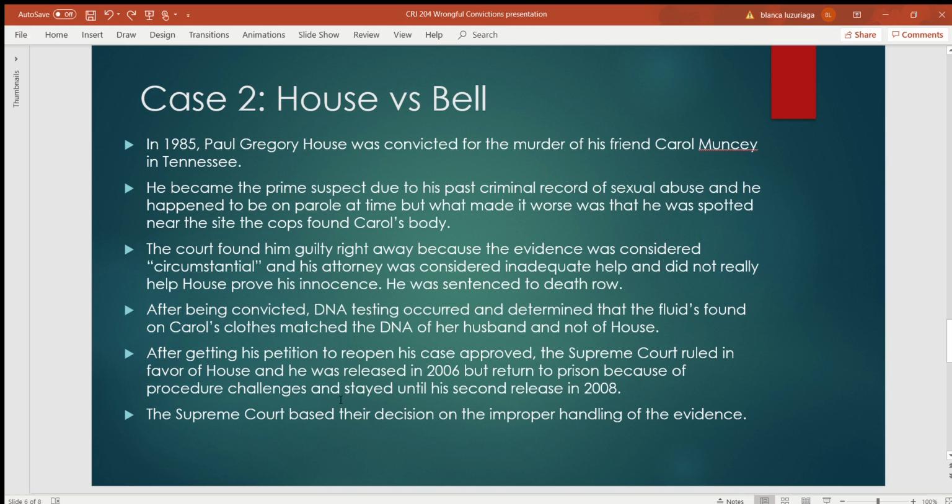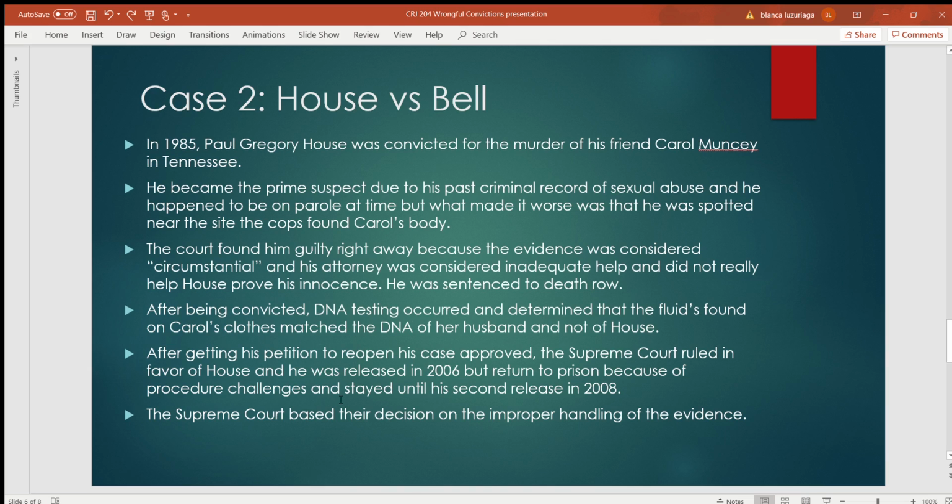The court found him guilty right away because the evidence was considered circumstantial, and his attorney was considered inadequate help and did not really help House prove his innocence. He was sentenced to death row. After being convicted, DNA testing occurred around this time and determined that the fluids found on Carol's clothes matched the DNA of her husband and not of House.